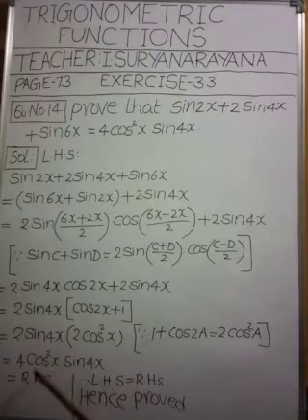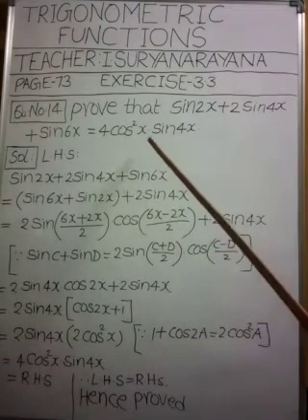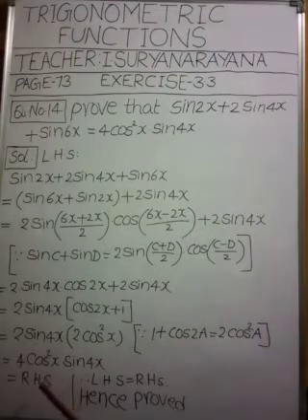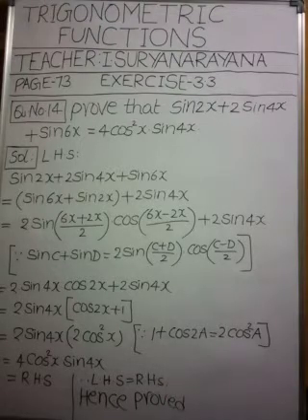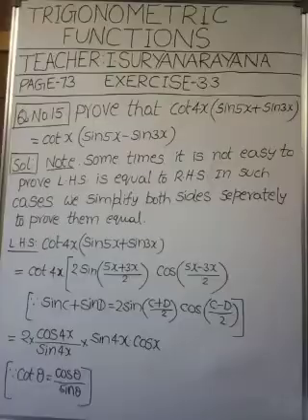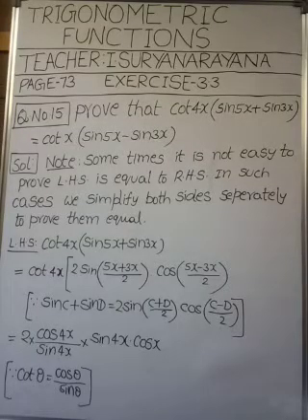2 twos are 4 cos square x sin 4x. This is nothing but the RHS. Therefore LHS is equal to RHS. Hence the given statement is proved. Understood, my children? Now come to question number 15.